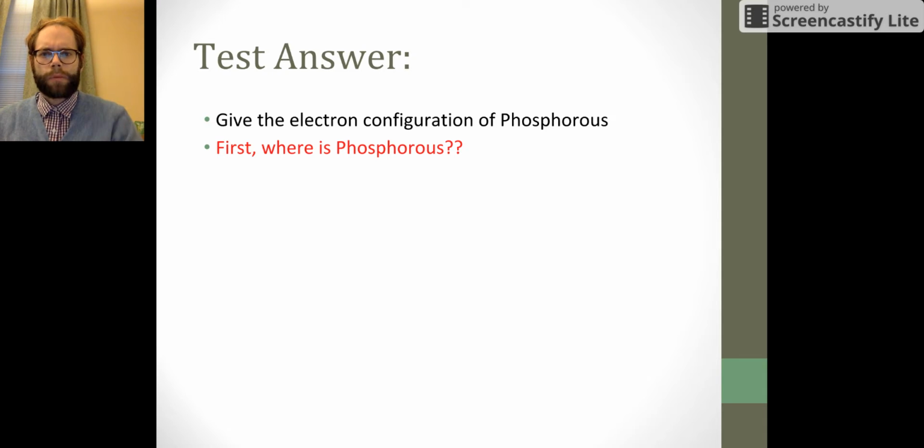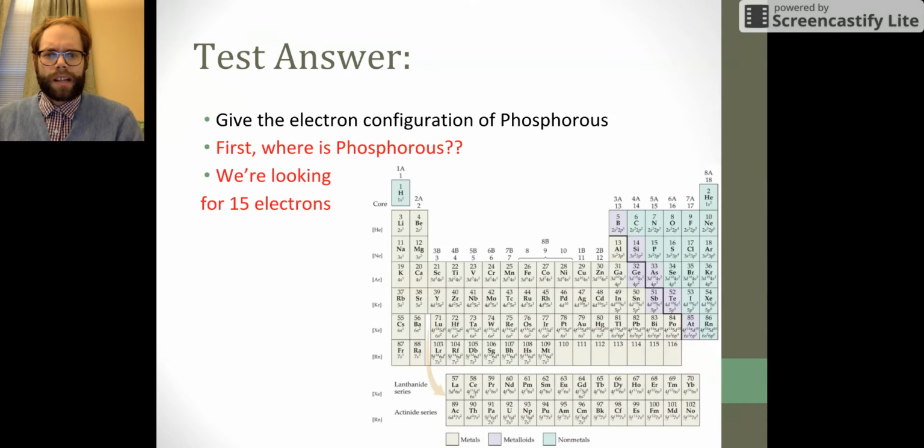Your periodic table is going to have some names on it. So we're looking. Phosphorus is right there. Phosphorus has the atomic number of 15. We're dealing with substances that have no charge. So if it has 15 protons, we want 15 electrons.